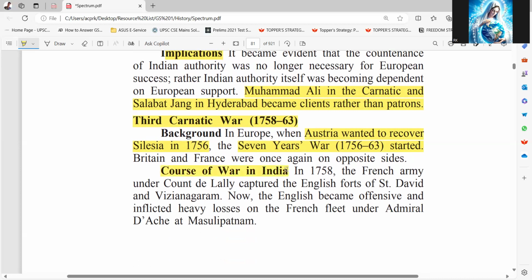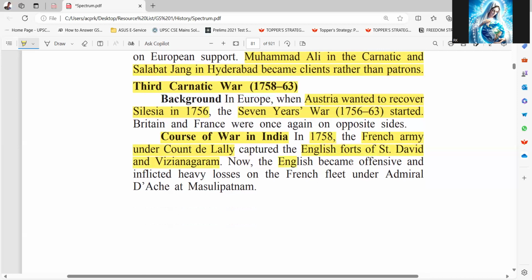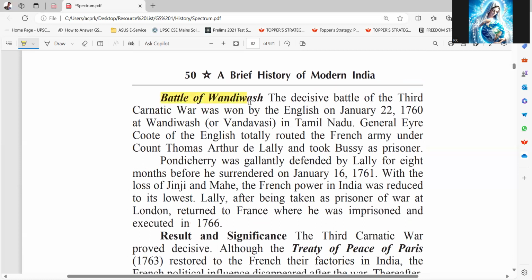Course of war in India. In 1758, the French army under Count de Lally captured the English forts of St. David and Vizianagaram. Now the English became offensive and inflicted heavy losses on the French fleet under Admiral D.H. at Masulipatanam.